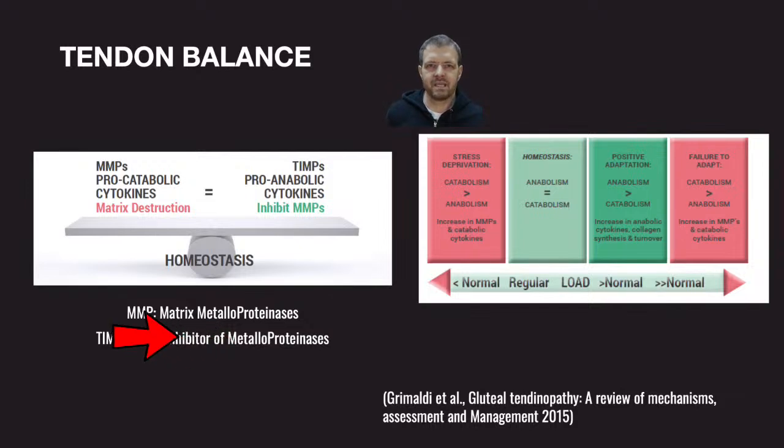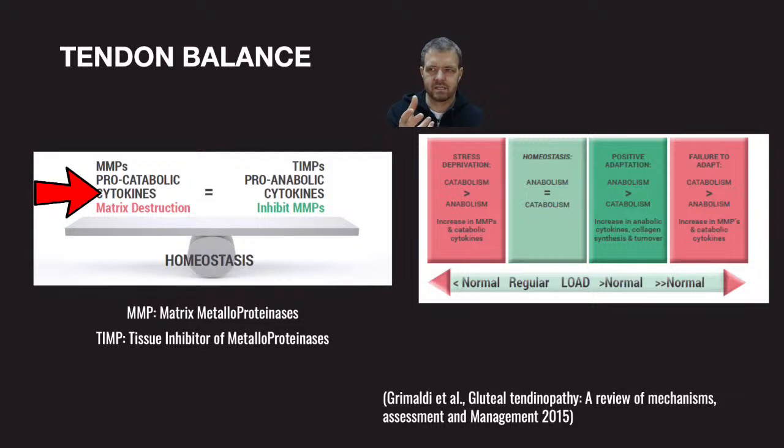So these are MMPs, and then we've got TIMPs, and then we've got MMPs, which are matrix metalloproteinases. If you've got MMPs, these are enzymes, and if you have a proliferation of these MMPs, these are pro-catabolic, so they break down tissue. These are enzymes that will break down your tendon tissue.